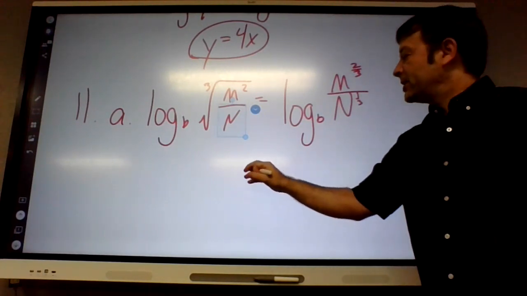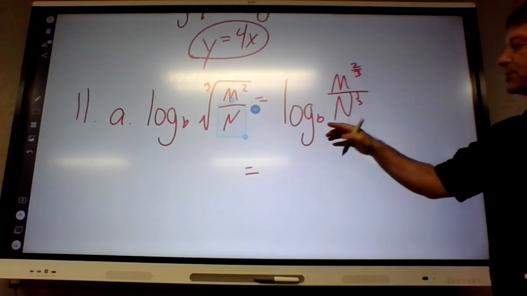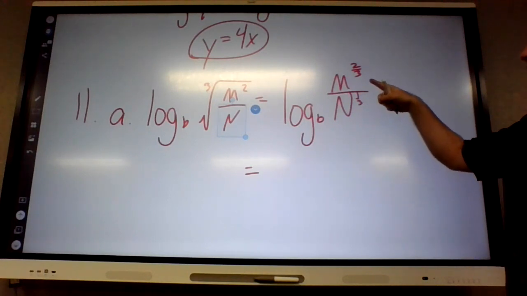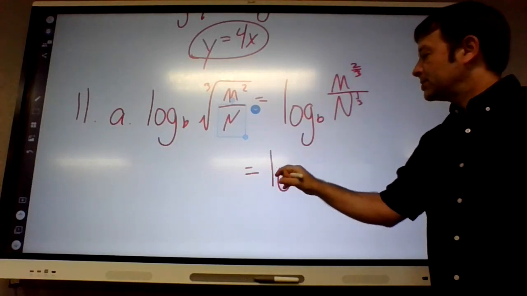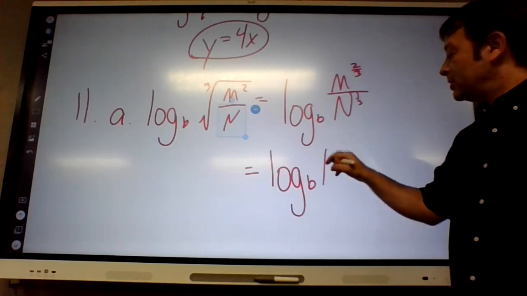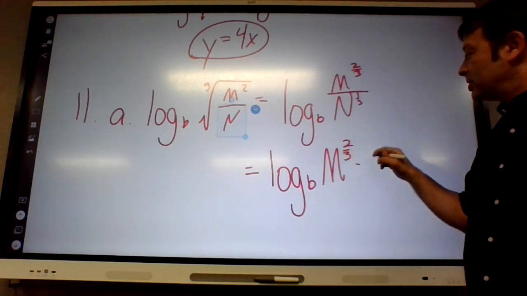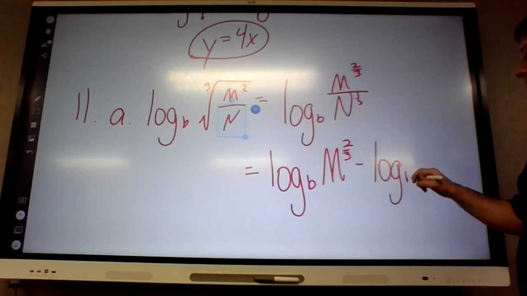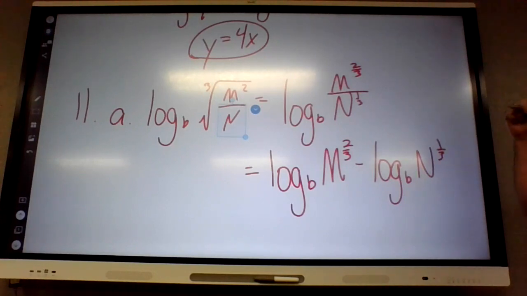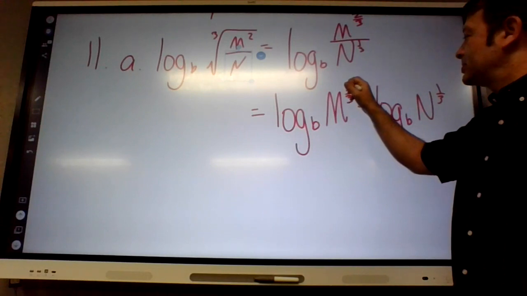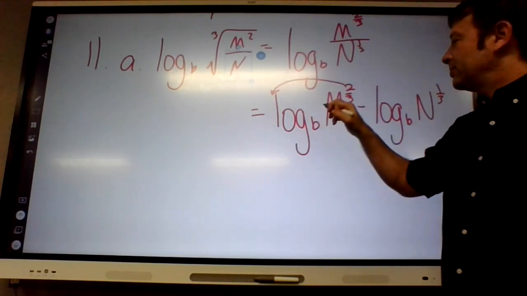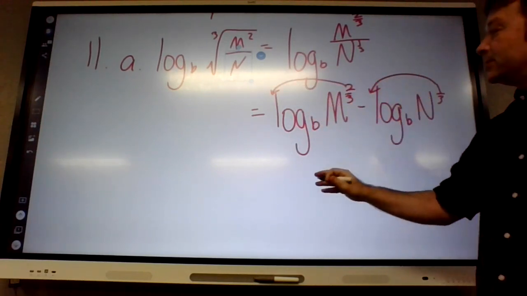Okay, to break it apart, when you're dividing things, how can we write that in log form? Subtract. So it's log base b of m to the 2/3 minus log base b of n to the 1/3. There's one more thing to do. They want it to just say log of m minus log of n, so they don't want these exponents up here. So we can move them back to the front.